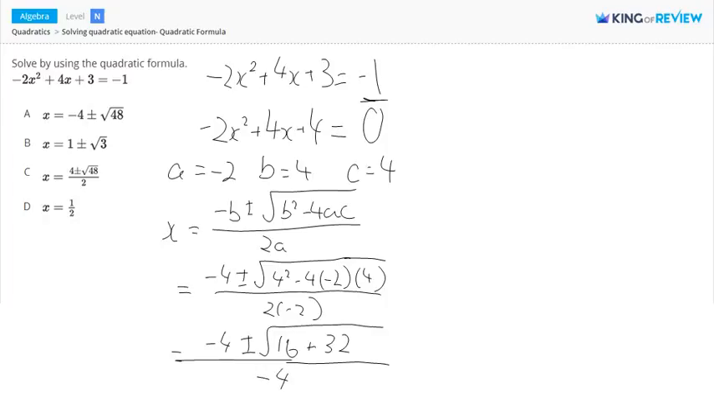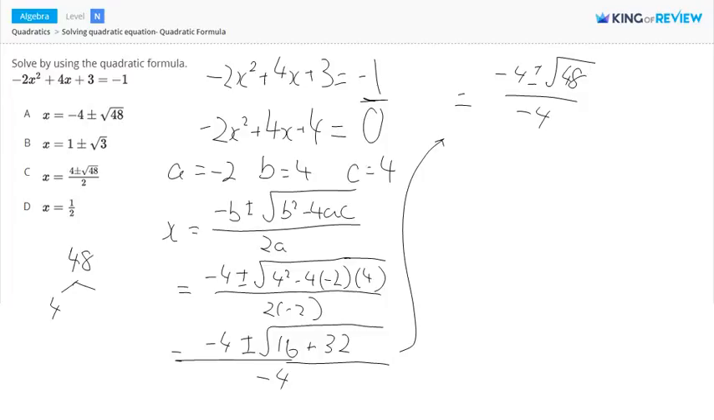So that is going to equal negative 4 plus or minus square root of 48 over negative 4. Now let's make a factor tree for 48 over here. We're going to be able to simplify that. That's going to say 4 and 12. Take out a 4, we're going to be left with 3.